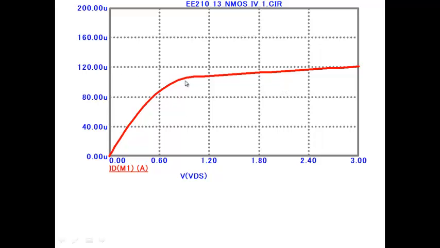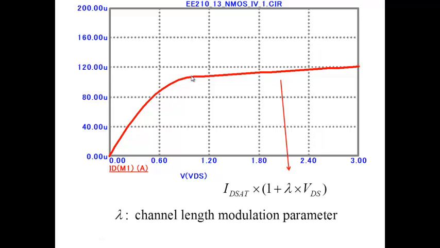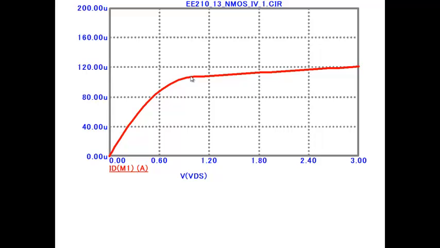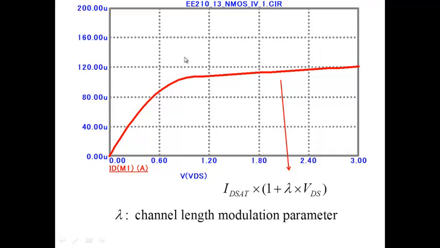Okay, so the picture that we have then is the following. This is the point where pinch off occurs. But beyond this point, once pinch off occurs, the current doesn't become constant. It starts to increase very slowly. Why? Because my effective channel length becomes smaller and smaller. So the current goes as whatever is the current at this point, ID sat, and it increases a little bit, 1 plus lambda times VDS here. In fact, it should be VDS minus VD sat here.